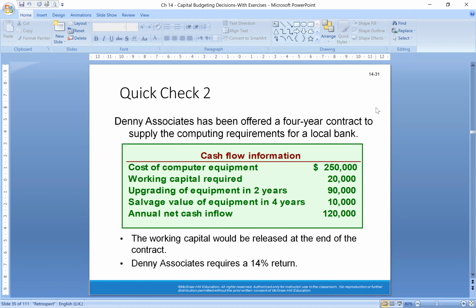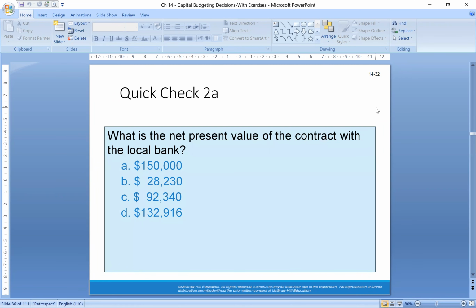Salvage value of equipment in year 4 means one time after the 4 years. Annual net cash inflows 120,000. The working capital will be released at the end of the contract. Denny Associates requires 14%. What is the net present value of the contract with the local bank?